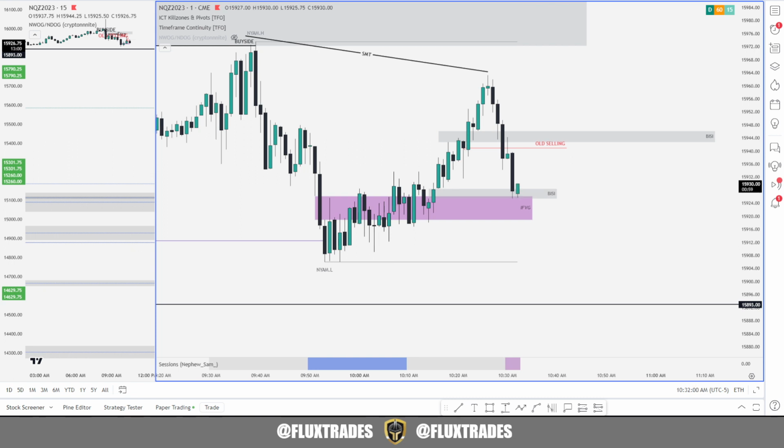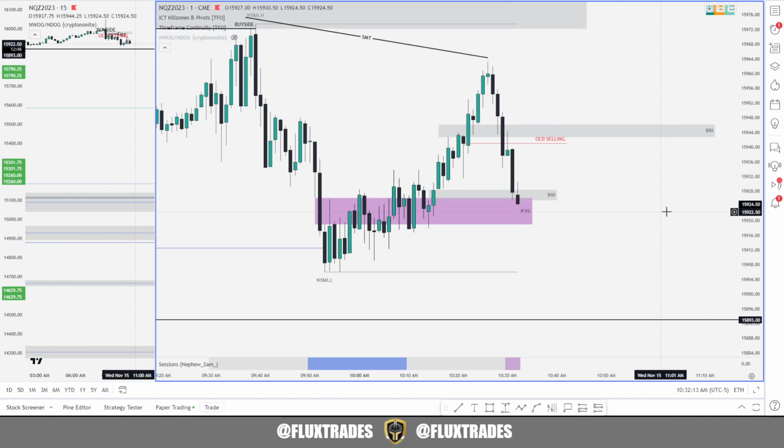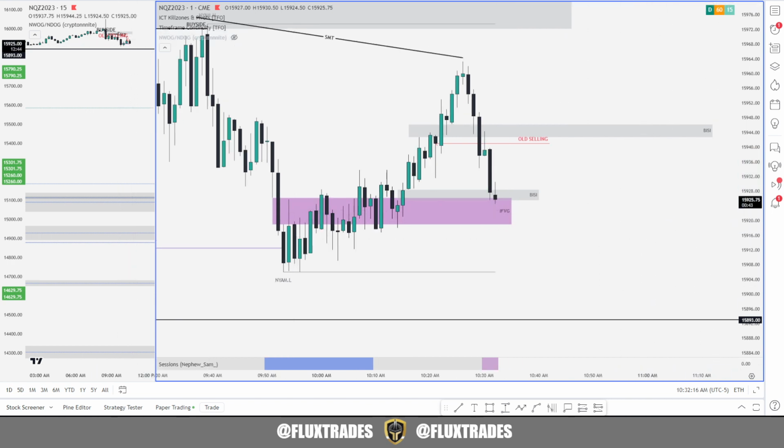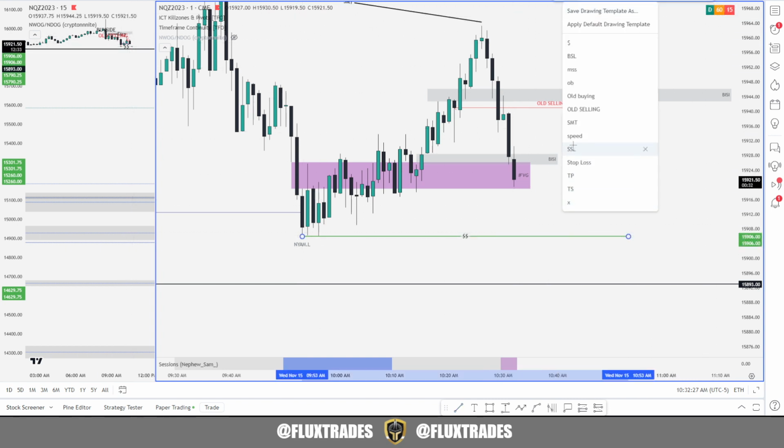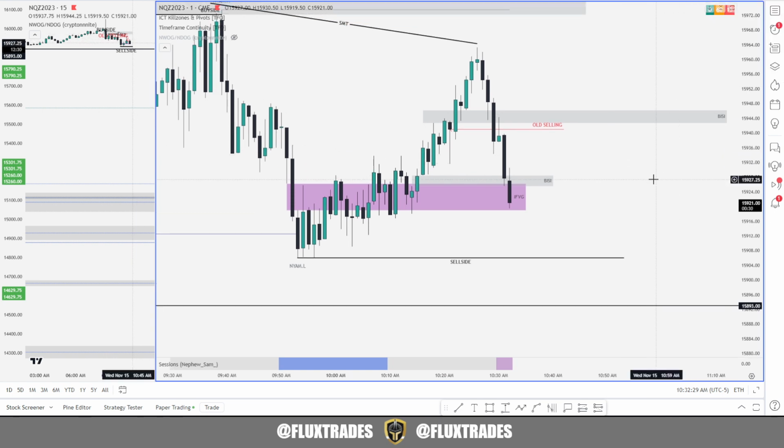So Asian range low is at 15,893. That would be the target past the short-term sell side, obviously the 20 points as well. Then is the order block, so 20, something like that. Oh, that's just nice. So obviously sell side down here. Send a screenshot.